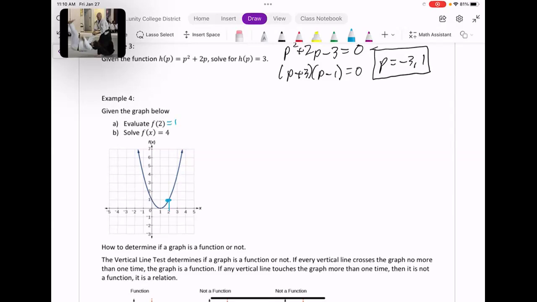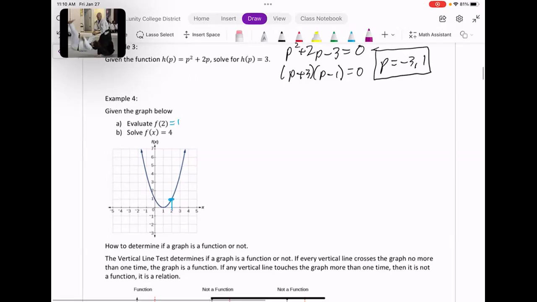Here they're saying when y equals 4, that's up here, they want to know what x values we hit. Well, it looks like we have 2 values. We have one here and we have one here. So it looks like x is going to be negative 1 and 3.